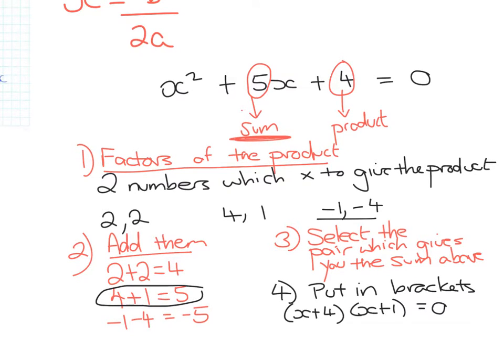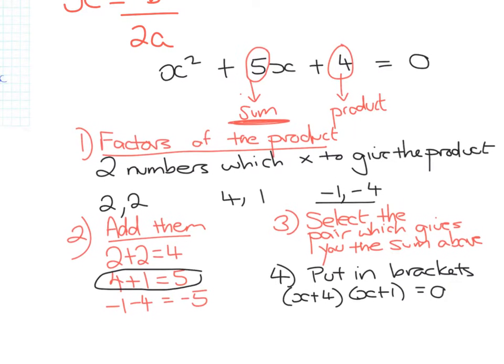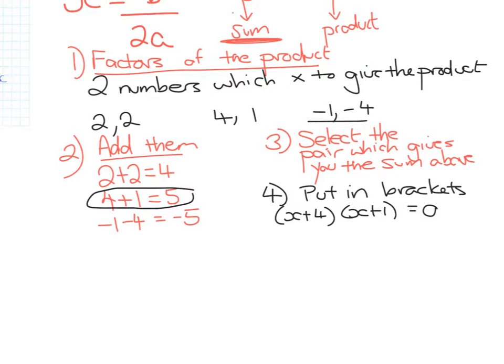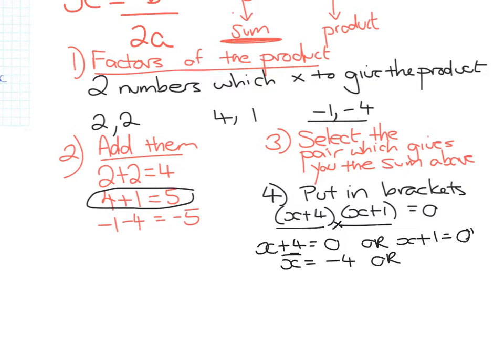Now, if two things multiply together to give 0, that means that one of them must be equal to 0. So what you have here is one thing times another thing equaling 0. That means that x plus 4 equals 0 or x plus 1 equals 0. To get rid of plus 4, you take it away. So you get x equals negative 4 or x equals negative 1. There we go.